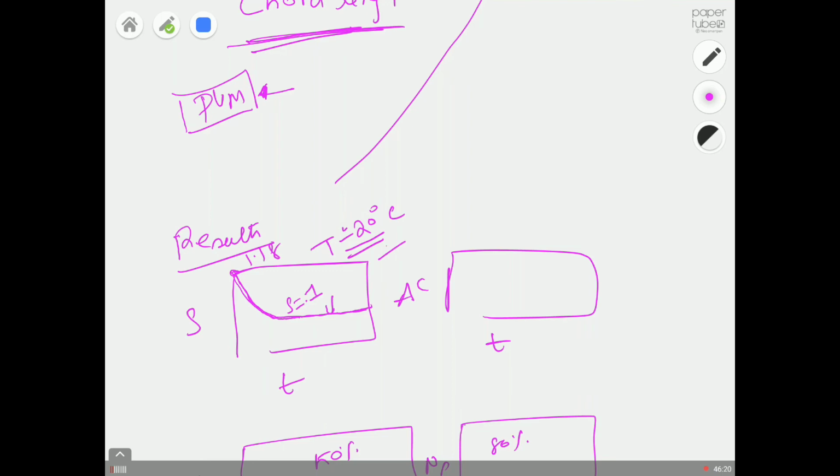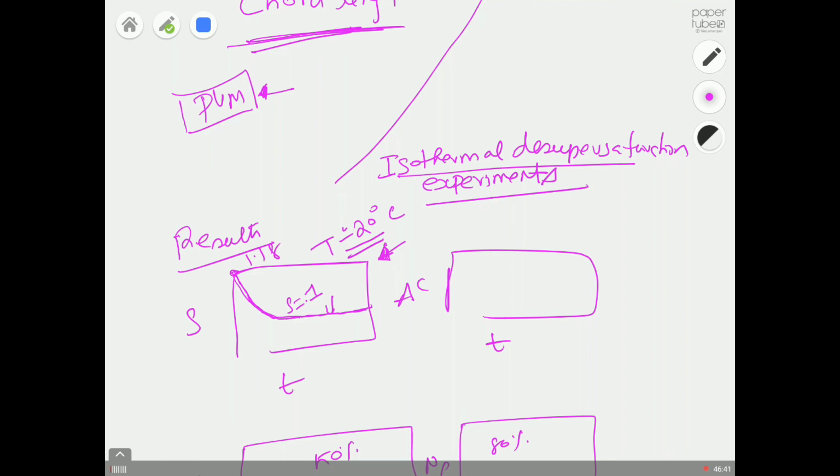This type of experiment is called crystal growth, and to be specific, it's called isothermal desupersaturation experiments. That's what we did in the lab, and this experiment was assisted by Pat. So this is what we did: two isothermal desupersaturation experiments at a constant temperature of 20 degrees centigrade, with the initial supersaturation ratio of 1.18.